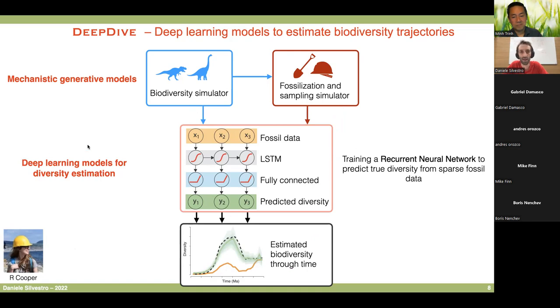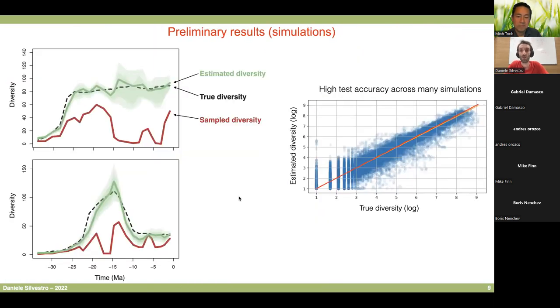So these mechanistic models are coupled with deep learning models that we use for estimation. And through these simulations, because we produce both the input data and the labels, the output, we are able to use this framework to train models that learn how to recognize patterns in the fossil record and map them onto true biodiversity estimations. So this is work in progress. So I'm not going to provide new estimates for how many dinosaurs were out there in the past, for example, or how many flowering plants. But so far, we are running simulations to validate our framework, and it looks like the framework is accurate.